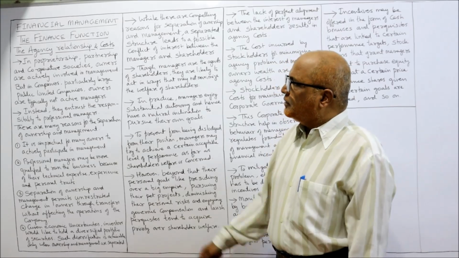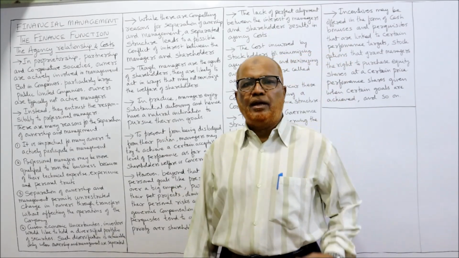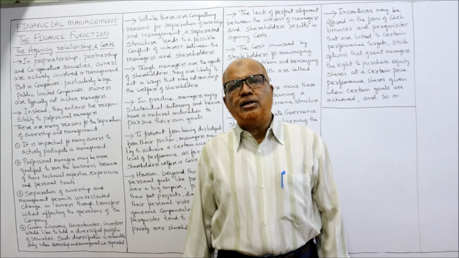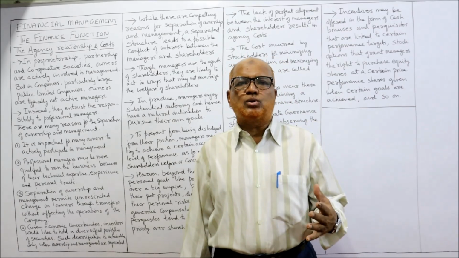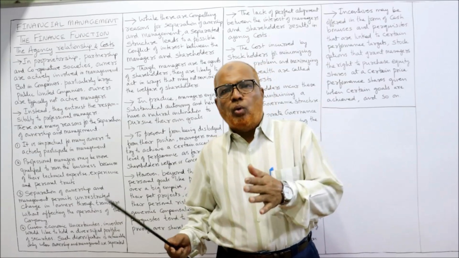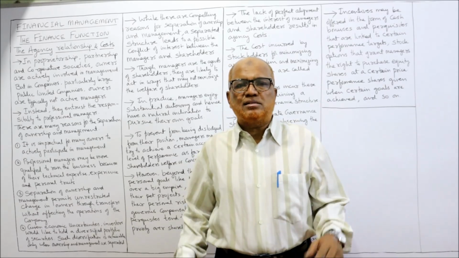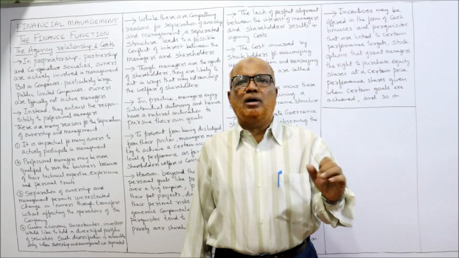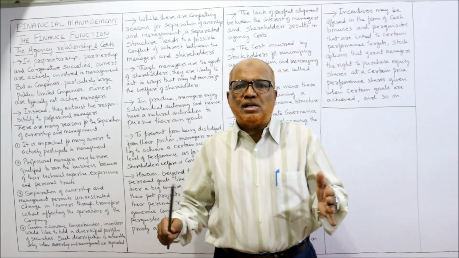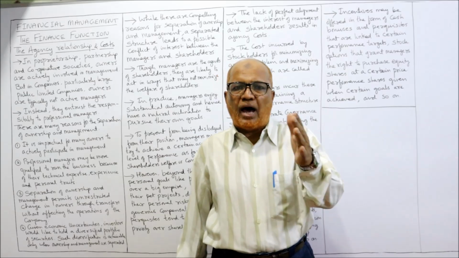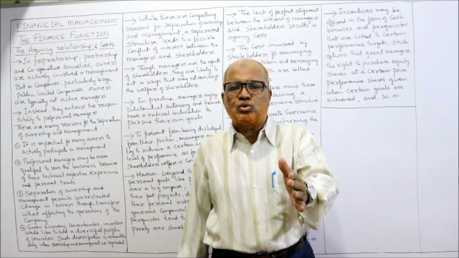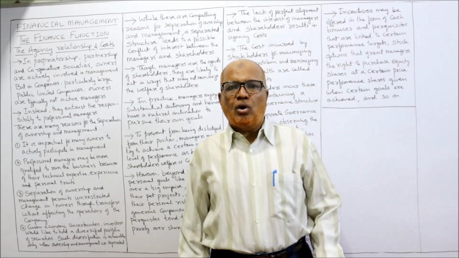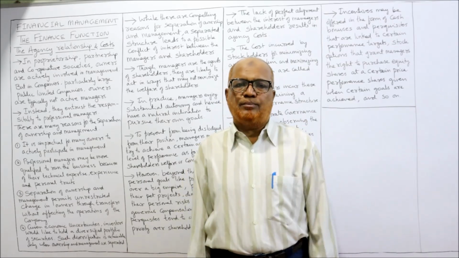Now, the topic is the agency relationship and costs. In sole trading firm, in partnership firm, and in cooperative society, what will happen? The owners and the managers are one and the same. The owners themselves will manage the organization. So there is no separation of ownership and management in case of sole trading concerns, or in case of partnership business, or in case of any society.